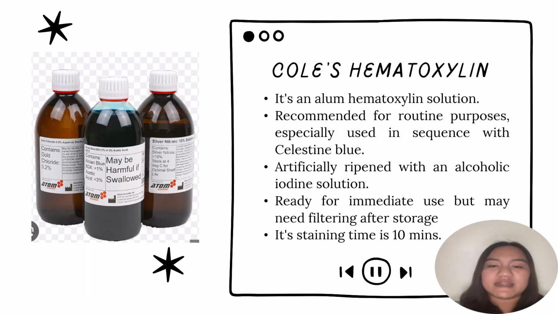Coles hematoxylin is an alum hematoxylin solution which is recommended for routine purposes, especially used in sequence with celestine blue. It is artificially ripened with an alcoholic iodine solution, and is ready for immediate use but may need filtering after storage. The staining time of Coles hematoxylin is around 10 minutes.